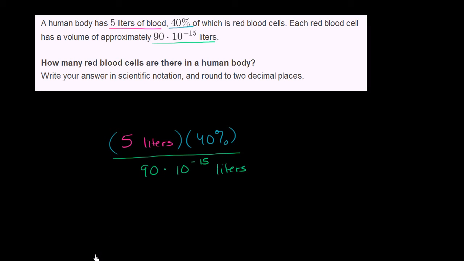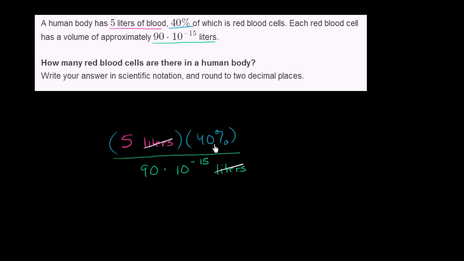So let's see if we can simplify it. One thing that we can feel good about is that the units actually do cancel out. We have liters in the numerator, liters in the denominator, so we're going to get just a pure number, which is what we want. We just want how many red blood cells there are actually in the body. So let's just focus on the numbers here.